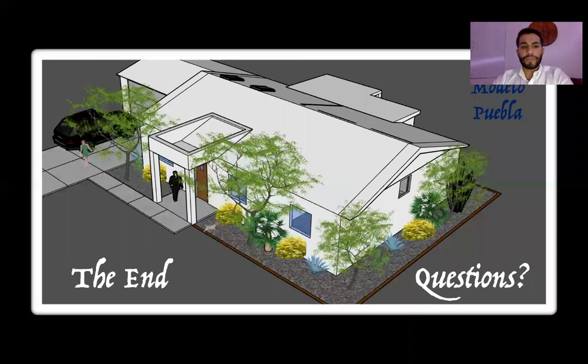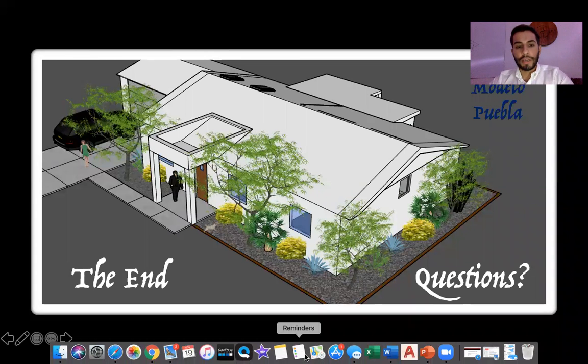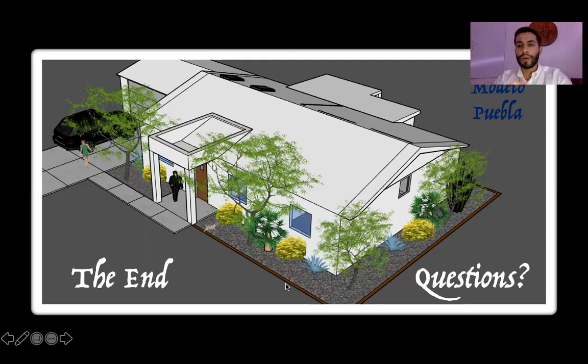And so this will conclude my presentation. I really want to thank you for being here and learning the process of what it takes to make a home more sustainable, more energy efficient. And ultimately, as I mentioned, this would be a proposed evolution for the Modelo Puebla.